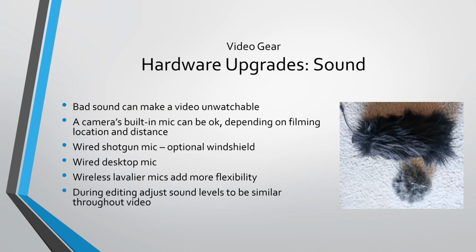Your next hardware upgrade to consider is sound. Bad sound can certainly make your video unwatchable. If people can't hear you, they're going to tune out really, really quickly. A camera's built-in microphone can be okay, depending on the filming location and the distance. A wired shotgun mic, like I just showed you and is on the right here, with an optional windshield, is an improvement. A wired desktop mic is good for classes like this. I'm using one at the moment. A wireless lavalier mic, I'll show you a picture, can add more flexibility. You can move around and be picked up regardless of where you're standing.